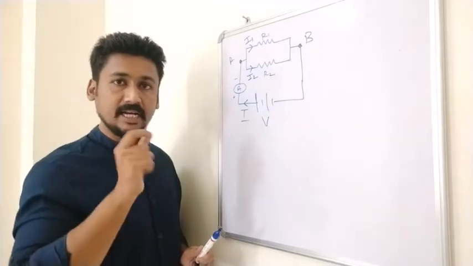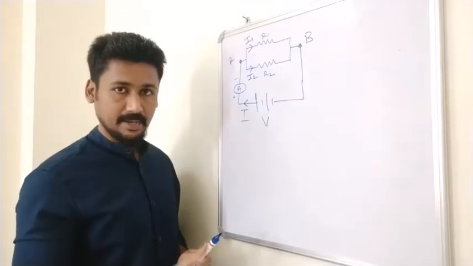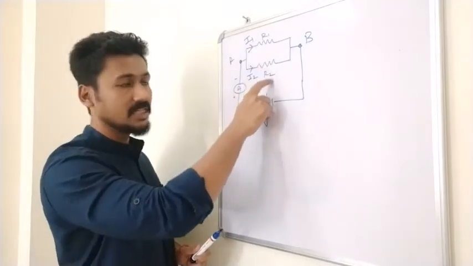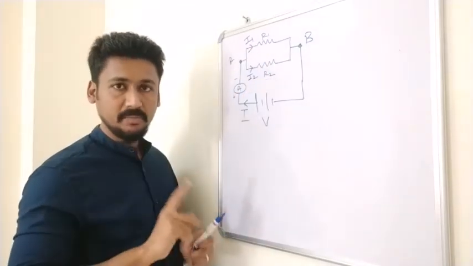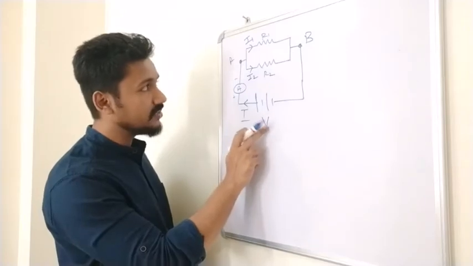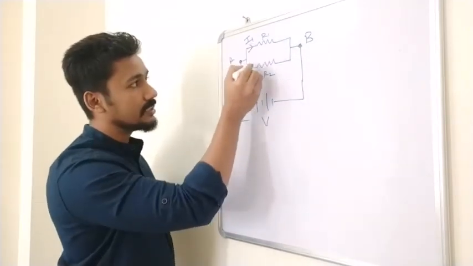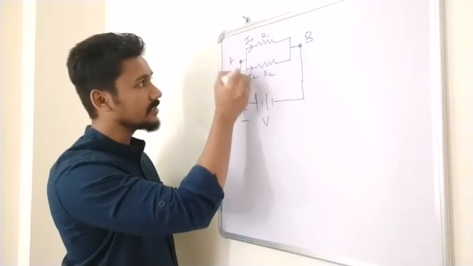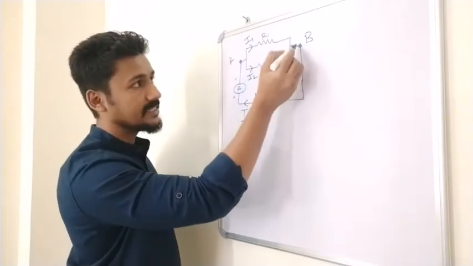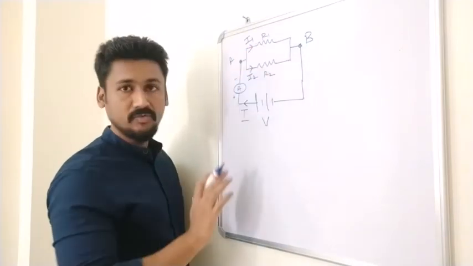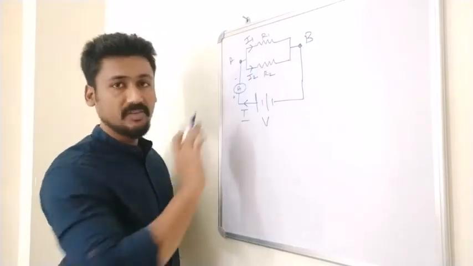In series, the current in each resistor was the same, but in a parallel combination, the current in each resistor will be different. But what will be the same? The potential difference V is going to be the same, because you can see the left-hand side of both resistors is connected to A and the right-hand side is connected to B. Thereby the potential difference for R1 and R2 will be the same, but the current will be different.